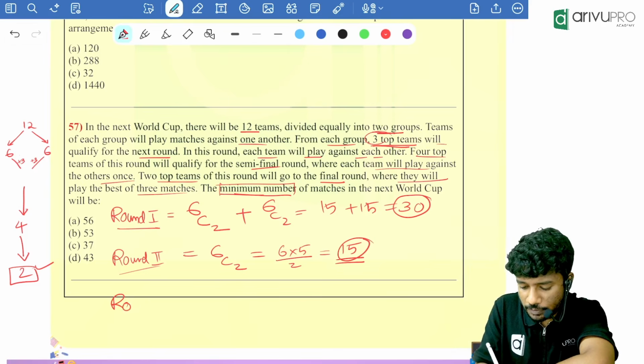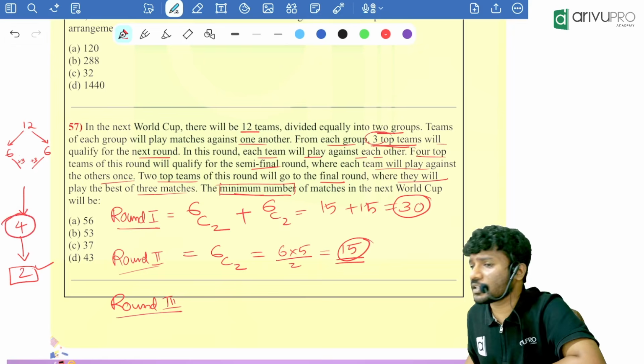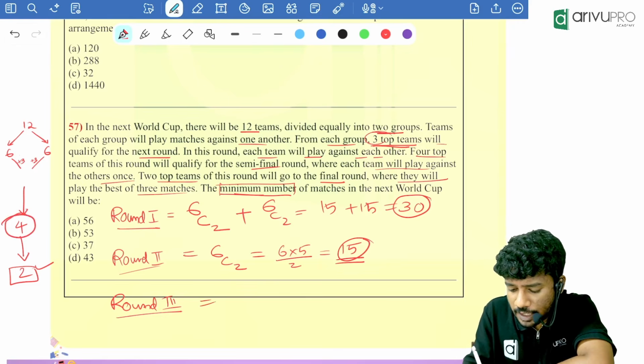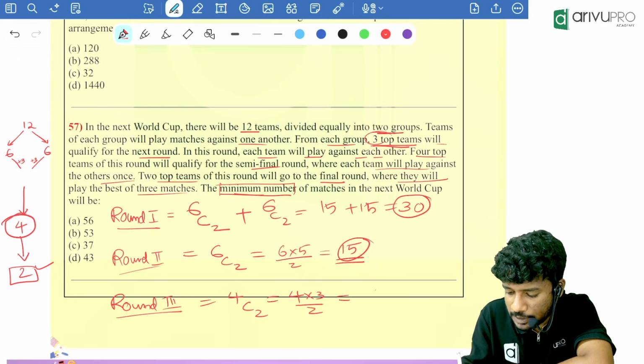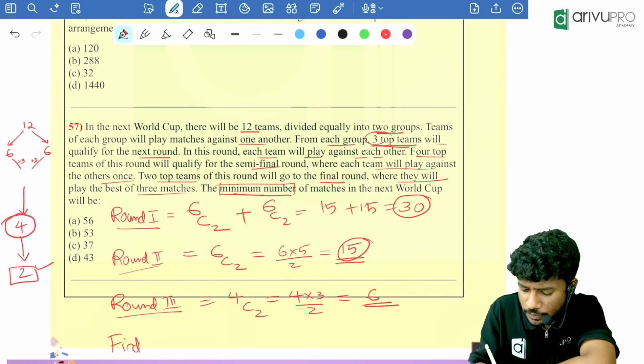Now round 3. Round 3 is what? Semi-final. How many teams are there in the semi-final? 4 teams are there in the semi-finals. How many matches are they playing? 4C2. That is 4 into 3 divided by 2, which is equal to 6.